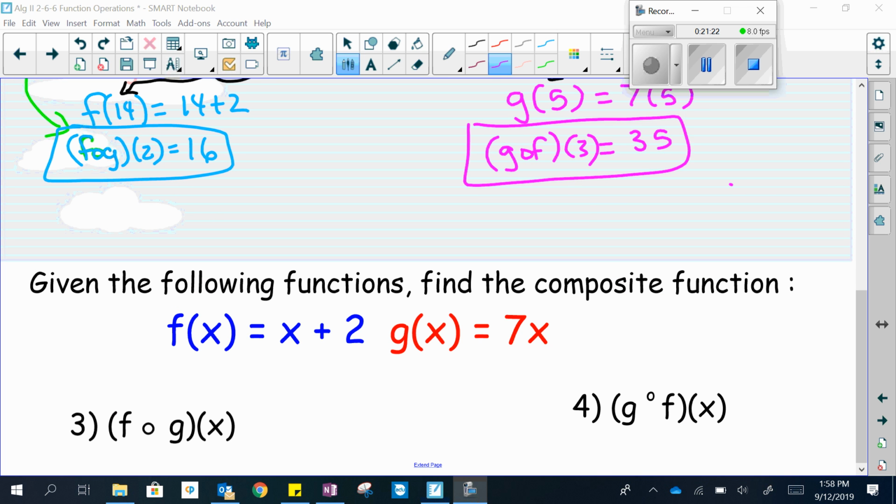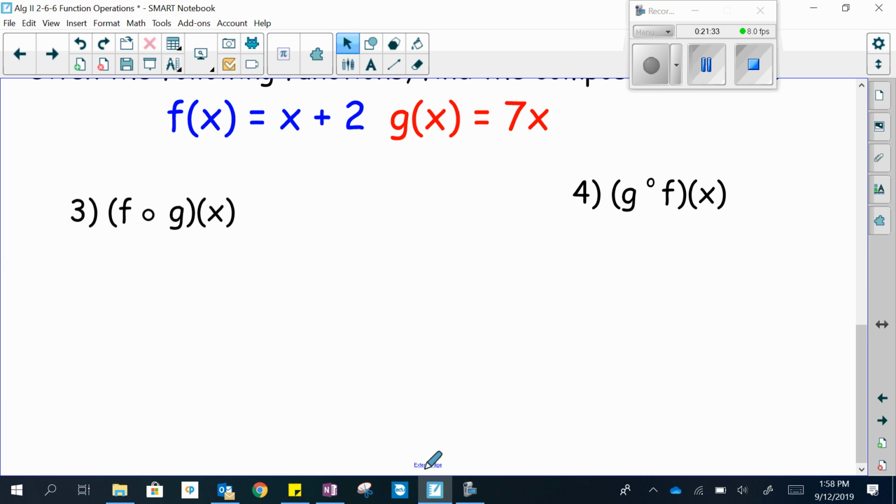Back on. All right. So we have two new functions. Oh, wait, these are the same functions or different? Same functions, but what's different about these questions? What's different about 3 and 4? What's different about these functions than the ones we were doing before? Thank you, very good. It gives you x instead of a number.